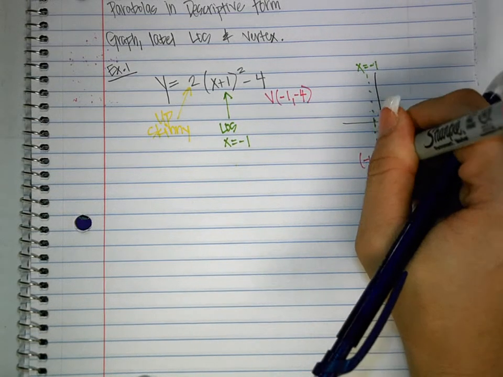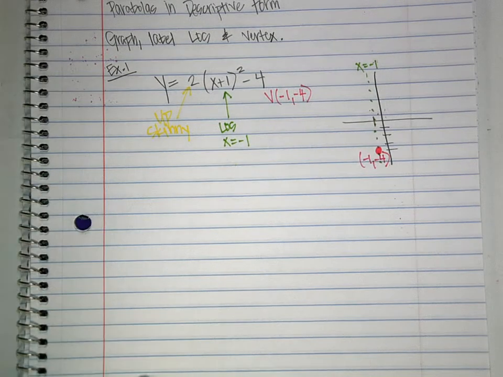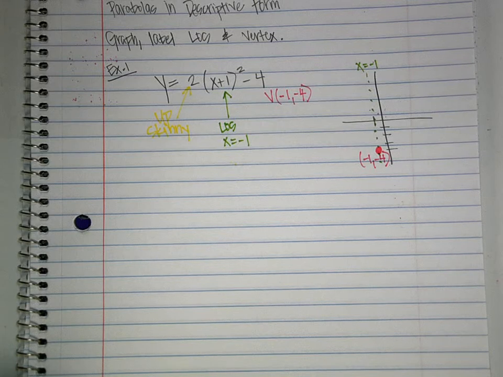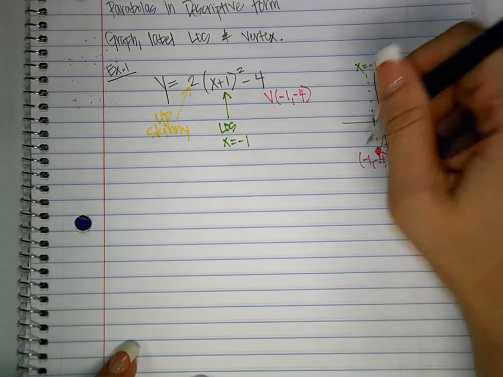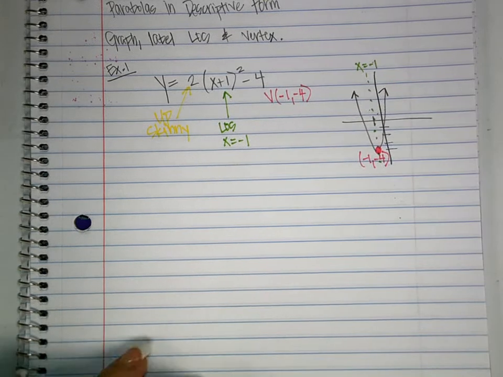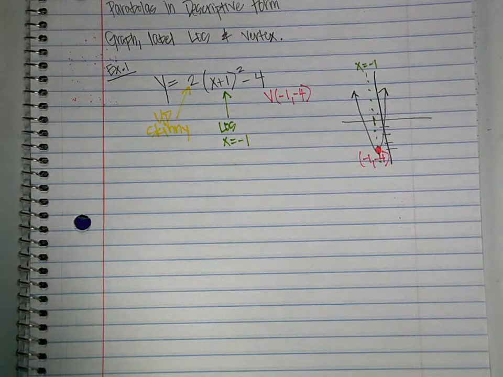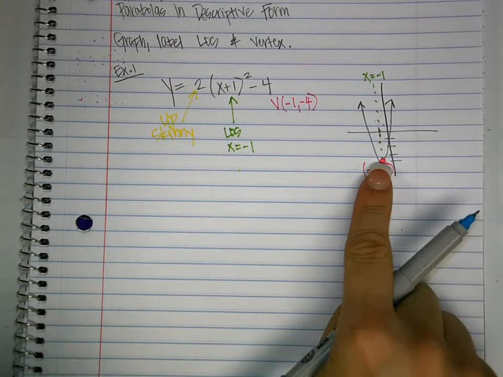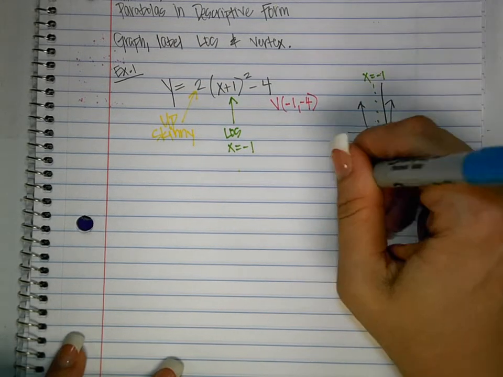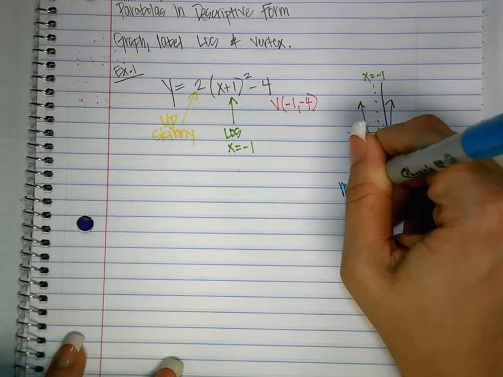Label it, please. And then we said that this is going which direction? Up, and it is skinny. Okay, it is up, and it is skinny. Now, would you say that this has a minimum or a maximum? This has a minimum. It is a low point. Okay, that is its minimum.